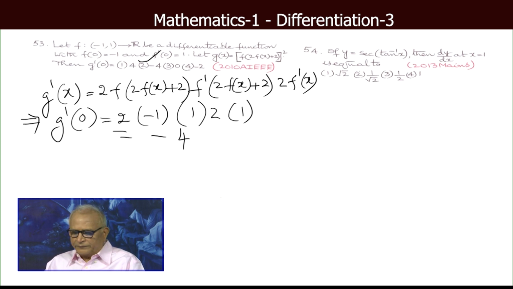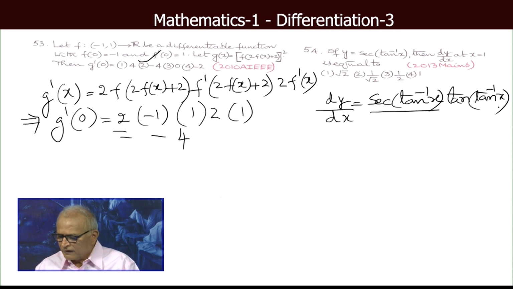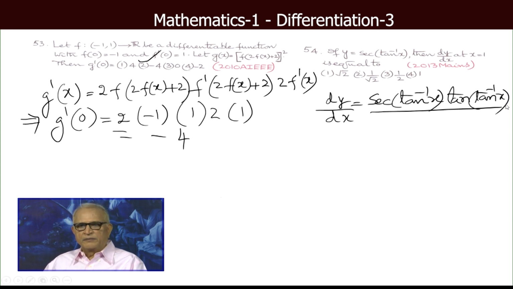Question number 54. y equal to secant of arc tan x, then what is the value of the derivative dy/dx at x equal to 1? Well, apply the chain rule and also write the expression for the derivative dy/dx, secant arc tan x. What is the derivative of secant theta? Secant theta tan theta. So, tangent arc tan x, secant arc tan x, divided by, because the derivative of arc tan x is 1 by 1 plus x squared.